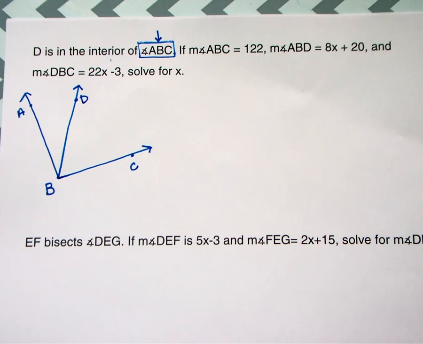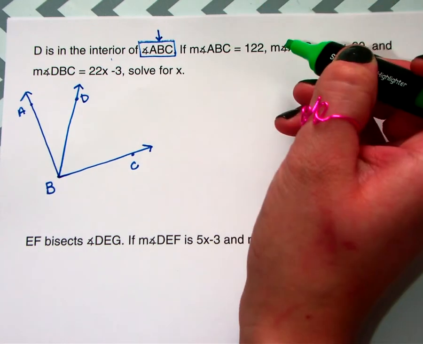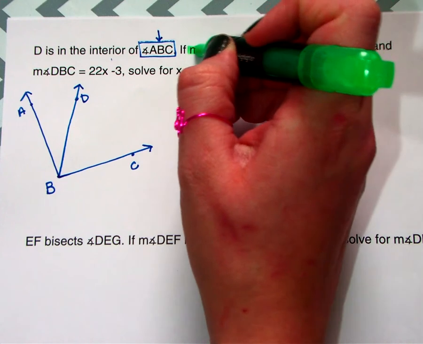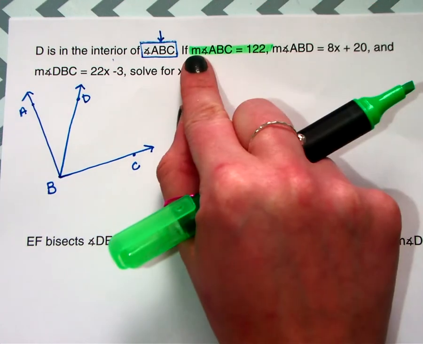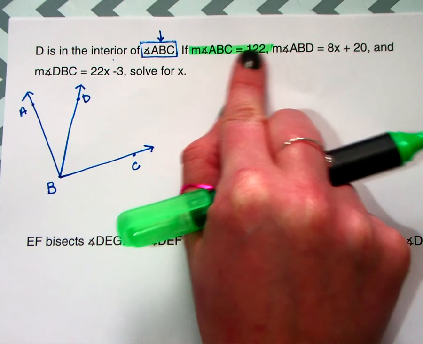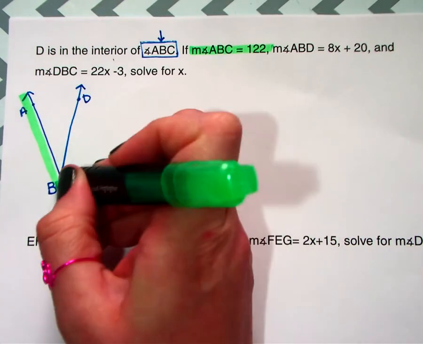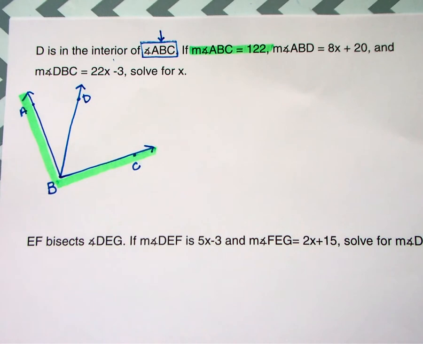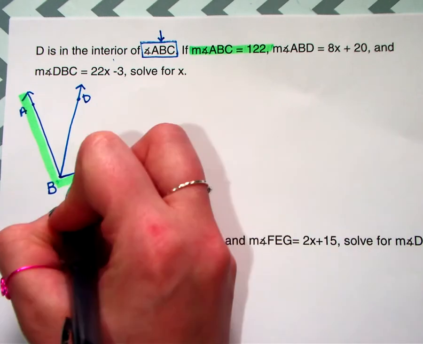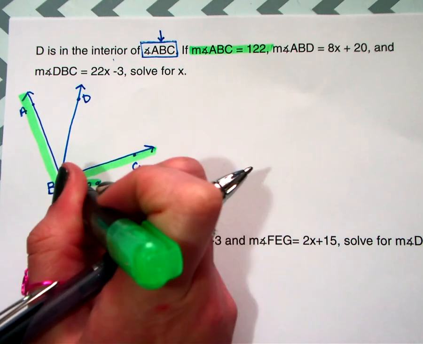So the first piece, we have the measure of angle ABC is 122. So little m just stands for the word measure. So this is read as the measure of angle ABC equals 122. So angle ABC is here. Okay, notice how that's the big angle. And I'm going to put 122 degrees out to this side.